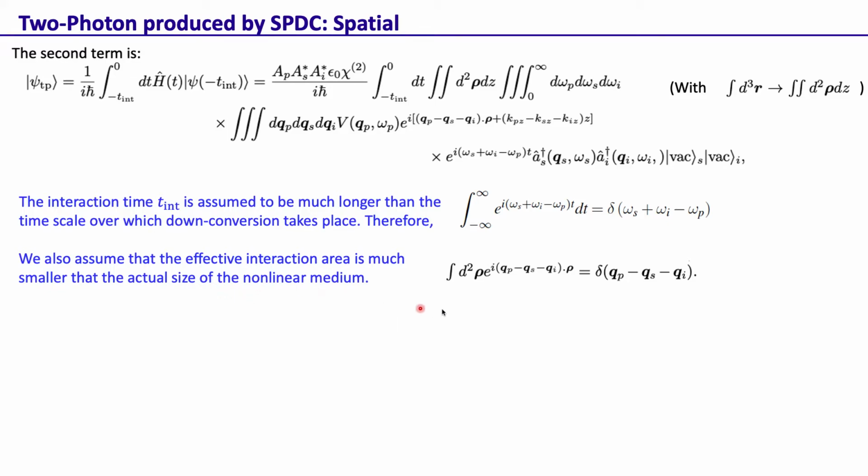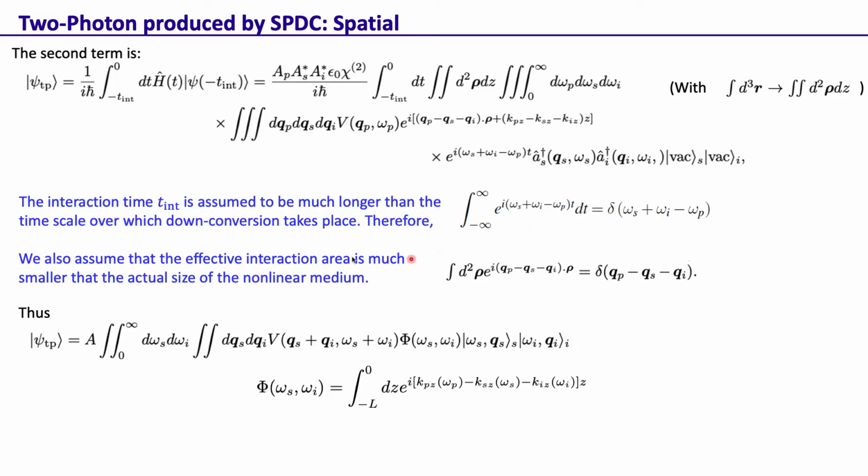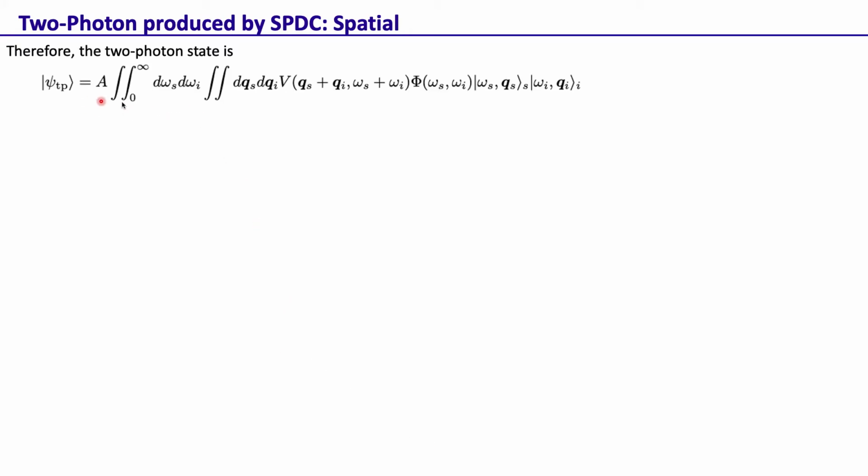So with these two assumptions, if we put in this expression, we can see that the second term, or the two photon state, takes this form. And again here we have used phi to represent the phase matching function. So that is the two photon state we have in the most generic sense. We have dqs, dqi as well as omega s, omega i. So that's the most generic state, but here we can take some special cases.